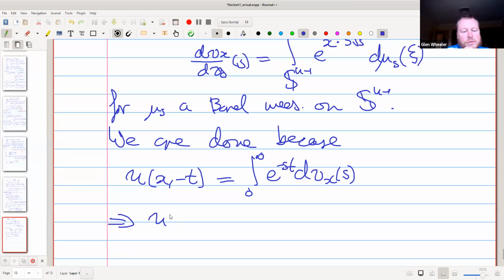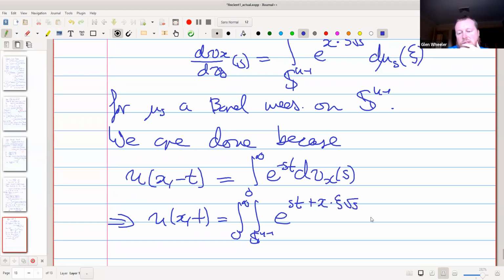Okay, so then you get u at x and t is the integral from 0 to infinity, integral S^(n-1), e^(-st), right? I just did t to minus t. And then you've got to multiply by the other exponential. So you get e^(x·ψ√s) dν_s(ψ), that takes variable ψ, and dν_0(s), which is a non-negative Borel measure. That's it.